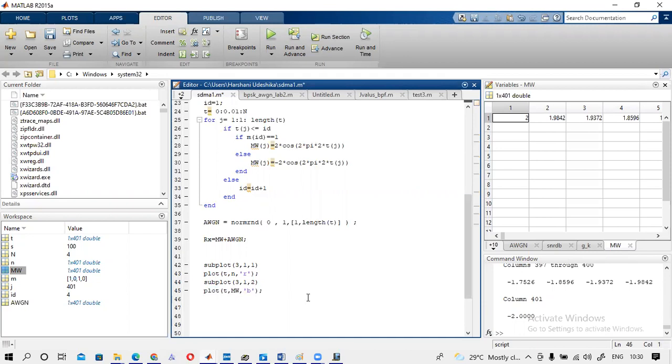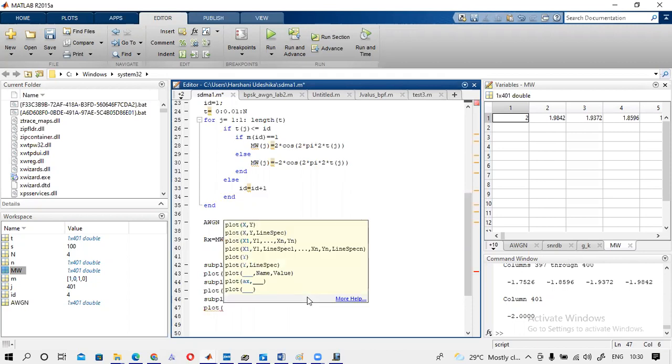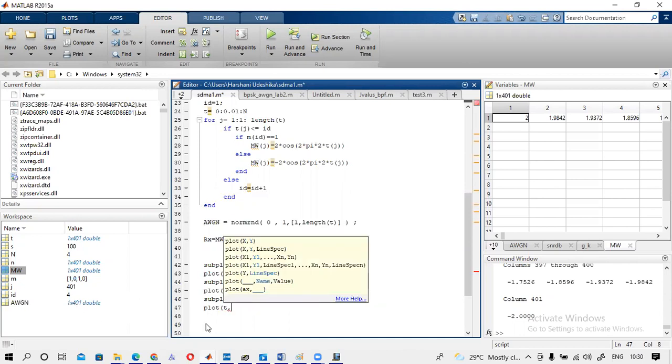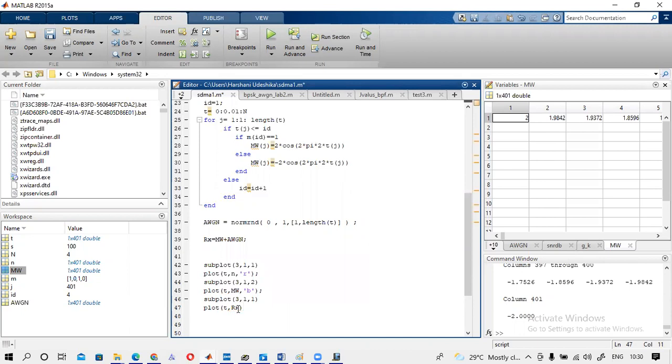And in the next row, I will plot our received signal. It is also with respect to t, where we have 401 values. So we can plot Rx with respect to t, and I will use green color to show that. So if I run this, let's see what will happen.